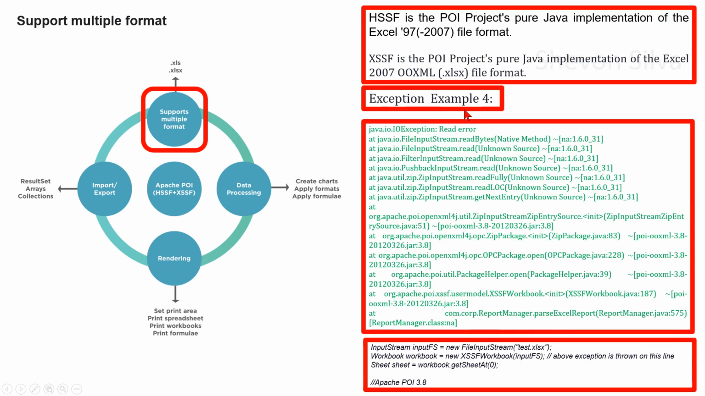As exception example 4, we can consider this one, java.io.IOException: read error, etc. This exception occurred in this line in this code segment. And this code segment is under Apache POI 3.8.